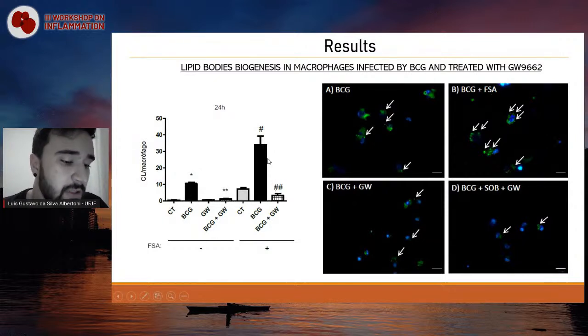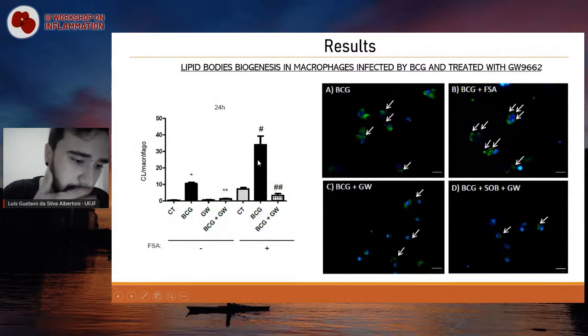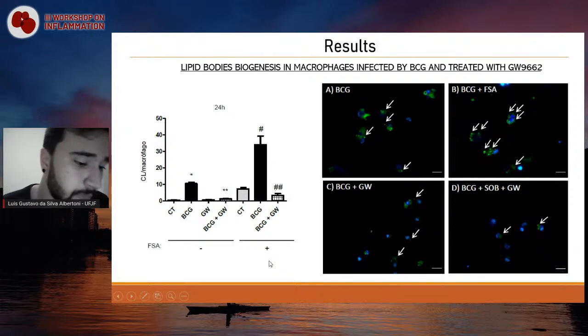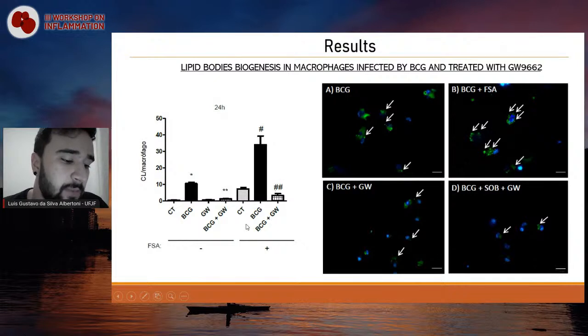As already shown, the BCG group induced the formation of lipid bodies when compared to the control group, an event that was potentialized by the FSA. The treatment with GW9662, which is an inhibitor of PPAR gamma, however, was able to inhibit the formation of the lipid bodies in both FSA stimulated and not stimulated groups, as you can see in the images right here.